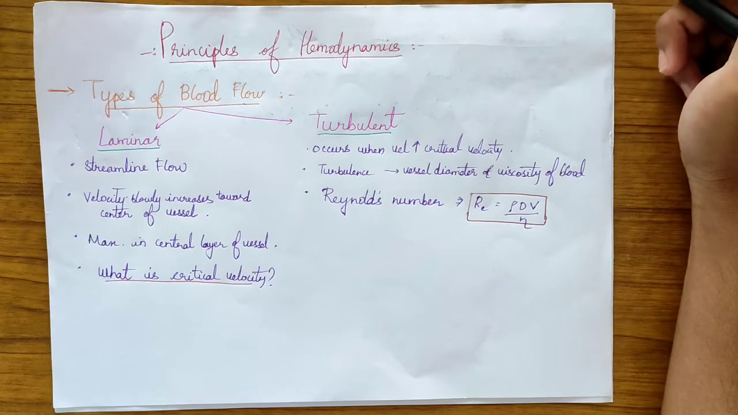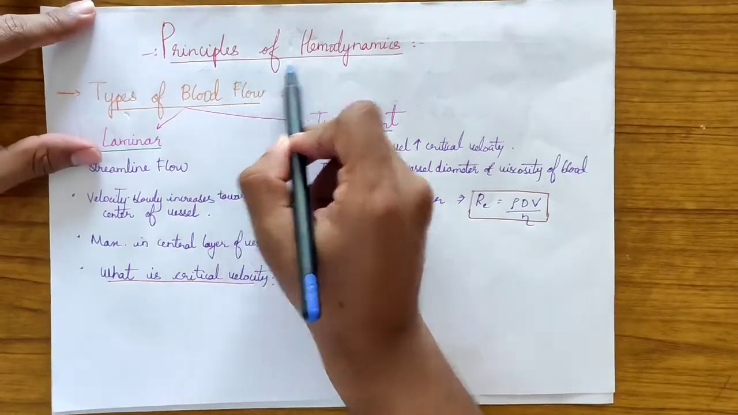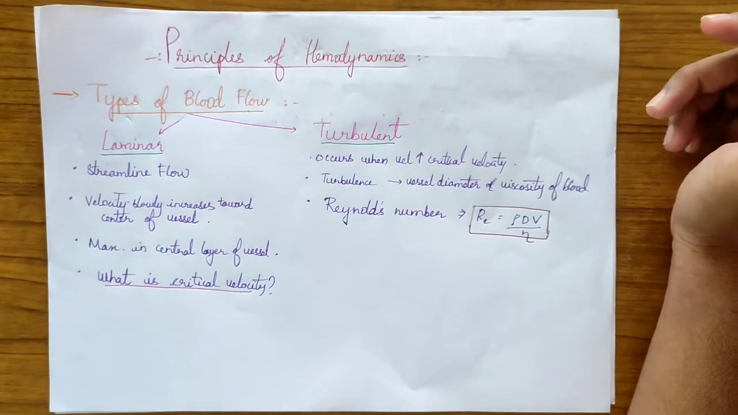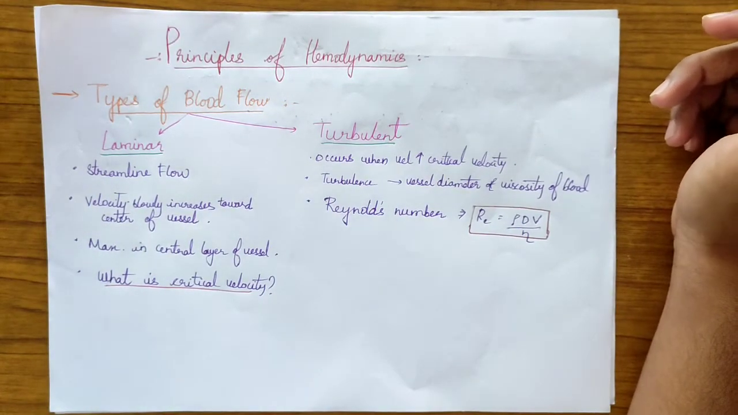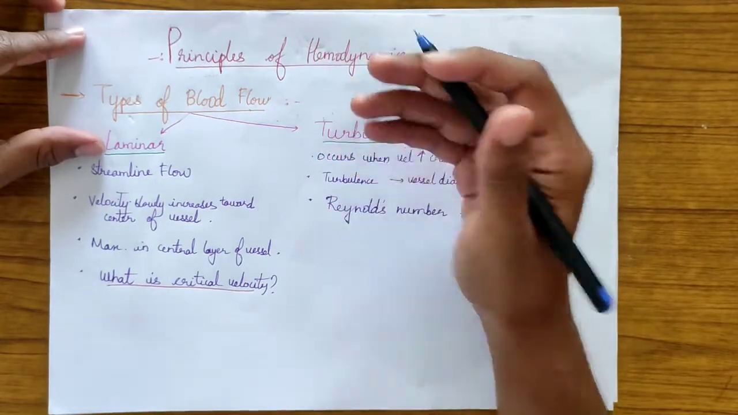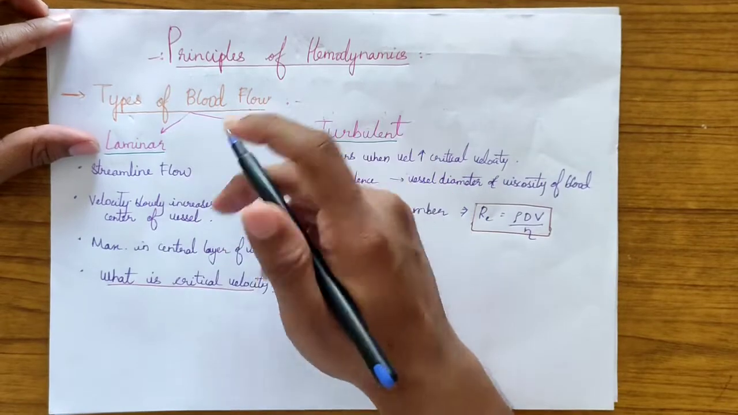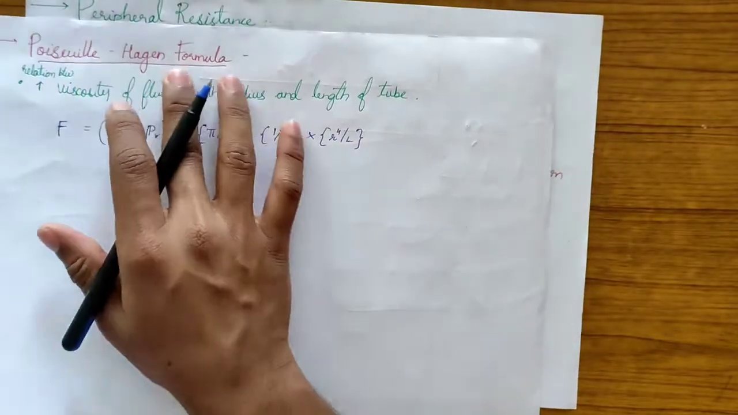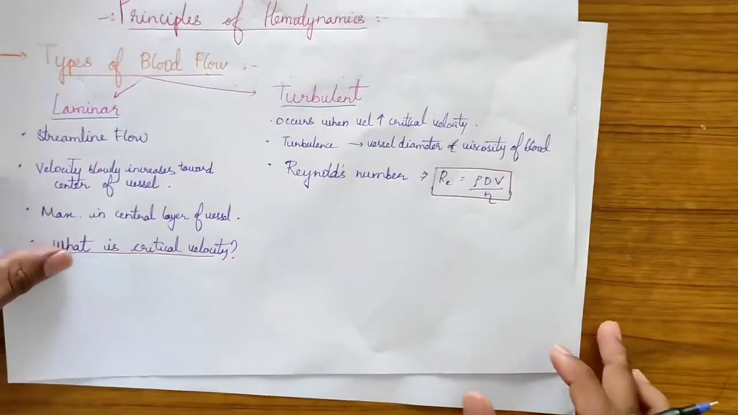Today I will be talking about the topic Principles of Hemodynamics. So this is an important topic and a 3 marks question can be asked in the board examination. So in this topic we will discuss the subtopics that are types of blood flow, the peripheral resistance and also the Poiseuille formula. So let's start this video.